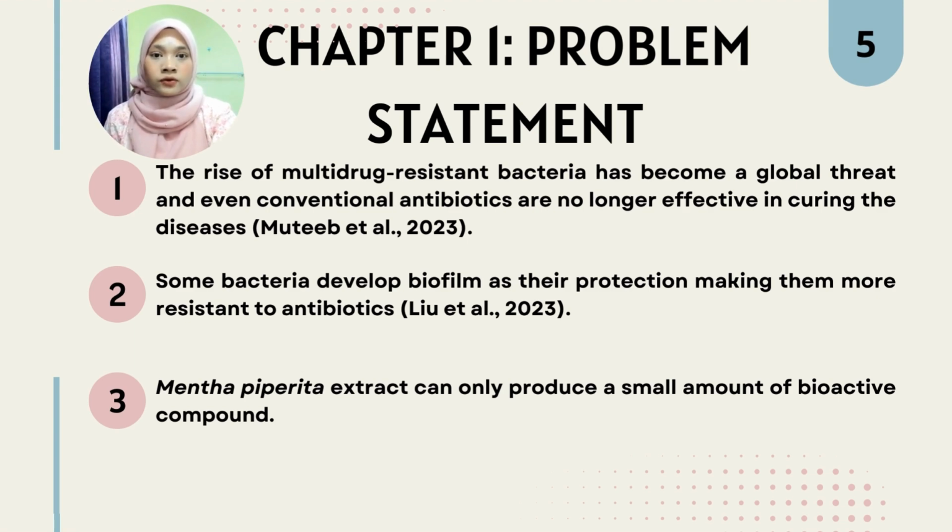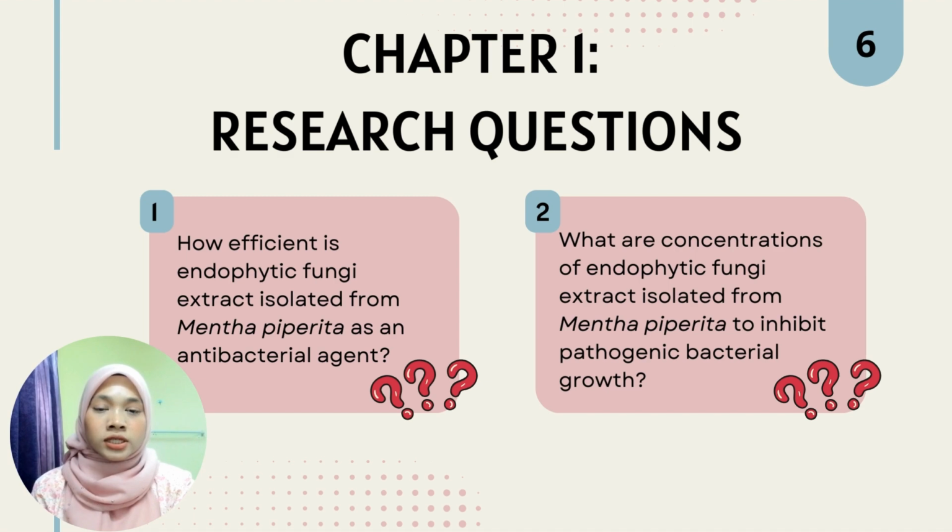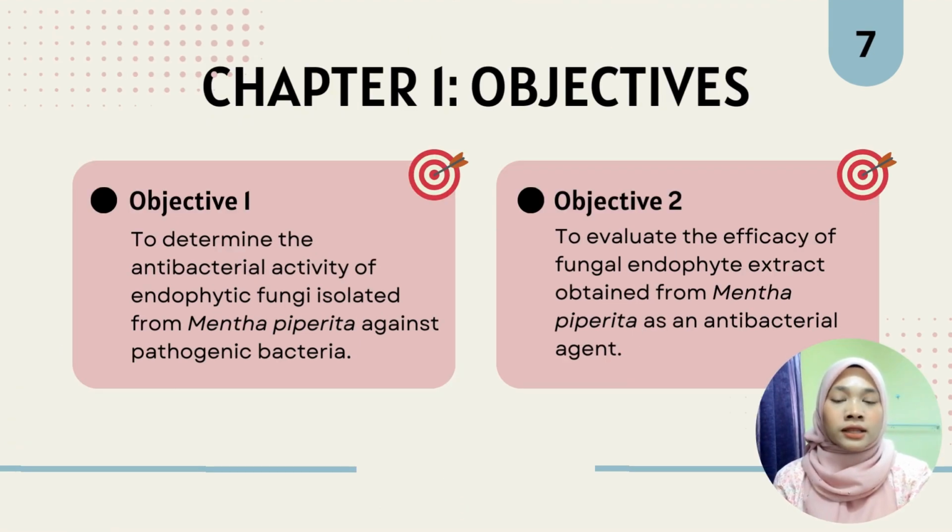This is because some bacteria can develop biofilm as protection and survival against a harsh environment, making them more resistant to antibiotics. In order to kill these bacteria, a sufficient amount of antibacterial compound is required. However, Mentha piperita extract can only produce a small amount of bioactive compound, so the existence of fungal endophytes in the plant can enhance the production of bioactive compounds. Two questions arise from this study: how efficient is the endophytic fungi extract isolated from Mentha piperita as an antibacterial agent, and what is the concentration of the extract needed to inhibit pathogenic bacterial growth. The objective of this study is to determine the antibacterial activity of endophytic fungi isolated from Mentha piperita against pathogenic bacteria. Second is to evaluate the efficacy of the fungal endophyte extract obtained from Mentha piperita as an antibacterial agent.